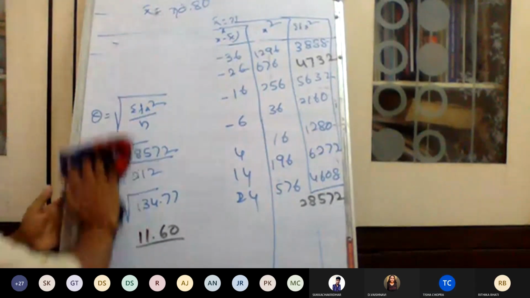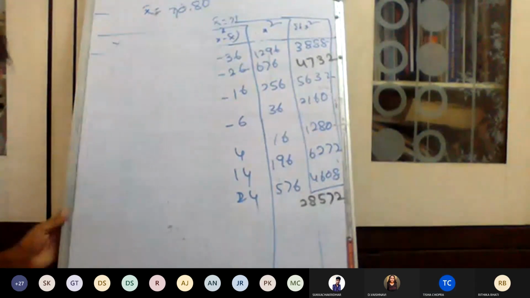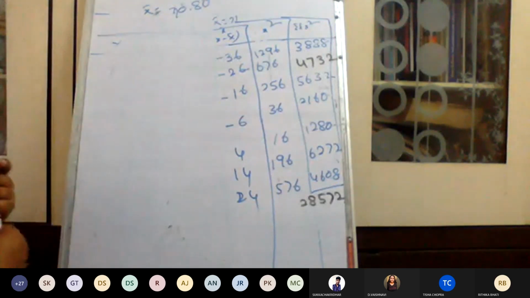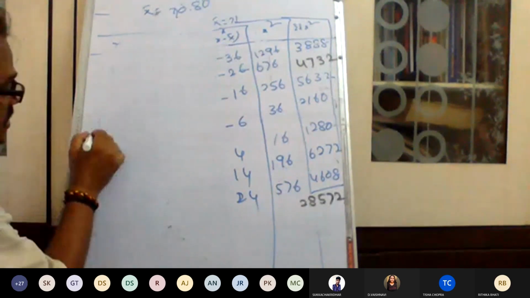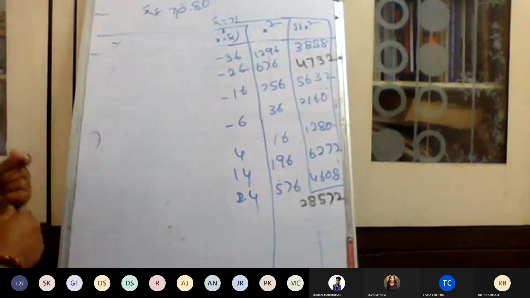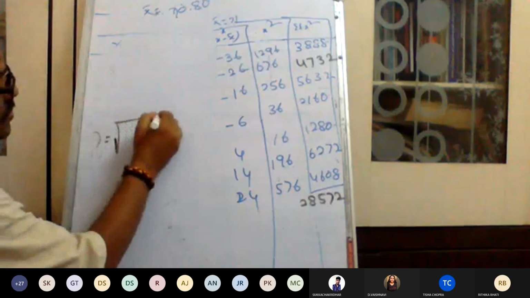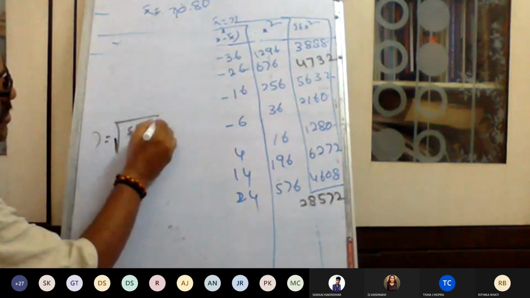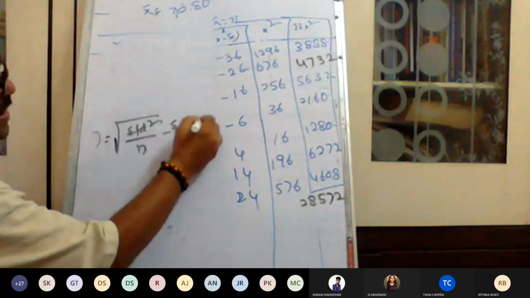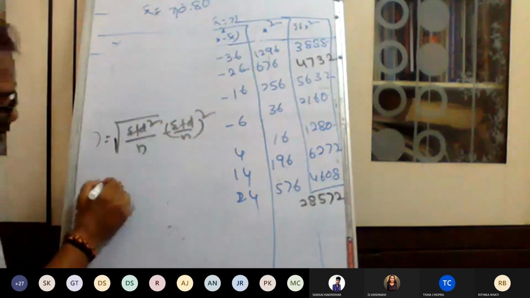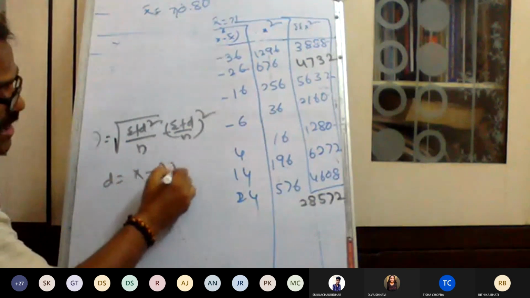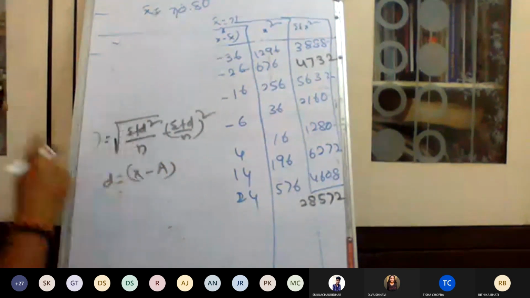Same problem, you try to solve with assumed mean. What is the formula for assumed mean? In case of the assumed mean, the standard deviation is equal to root of sigma fd square divided by n minus sigma fd by n whole square, where d is equal to x minus a. So what values do we have now?